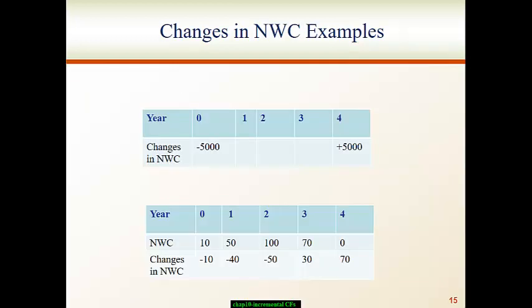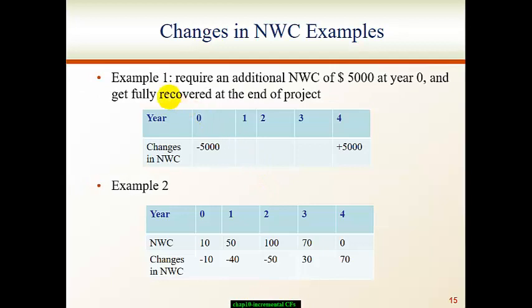I want you to take a look at two examples. Example 1: at the beginning, time 0, the firm allocates an additional $5,000 into net working capital. Later on, it will be fully recovered in the end. In example 2, you see the net working capital level has ups and downs throughout the project life. And the change in net working capital will be 10 at the beginning, 40 in year 1, 50 additional in year 2. Then it starts to collect back, recovering 30 and 70 in the end. In total, the total spending of negative 100 is fully recovered in the end.